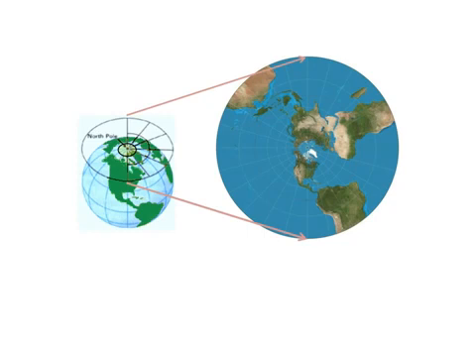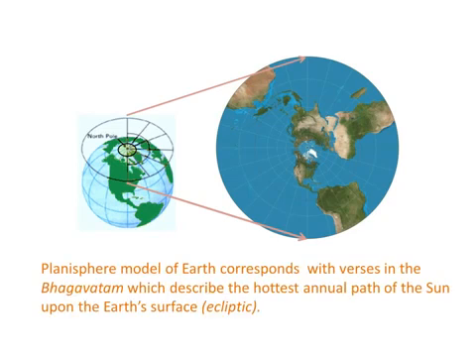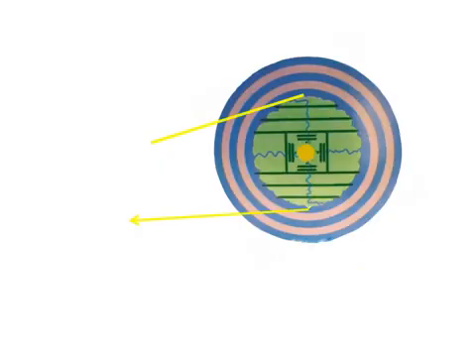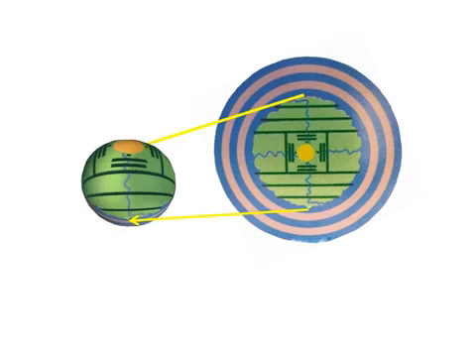This doesn't mean that the ancient Vedic priests thought the Earth was flat like this, but rather this was a convenient way of travelling and navigation. Now the planisphere model of the Earth here corresponds with verses in the Bhagavatam which describe the hottest annual path of the Sun upon the Earth's surface. This is called the ecliptic. In this model then, Jambudvipa and its surrounding rings is essentially the Earth in stereographic projection.